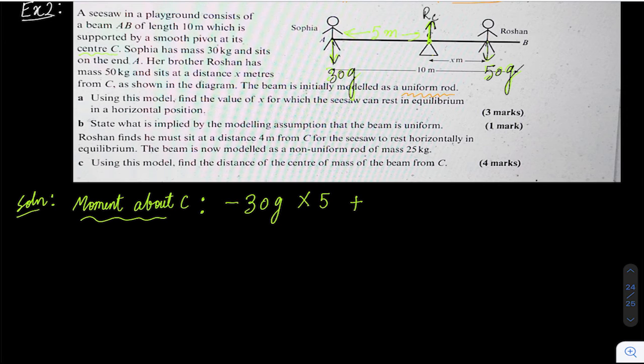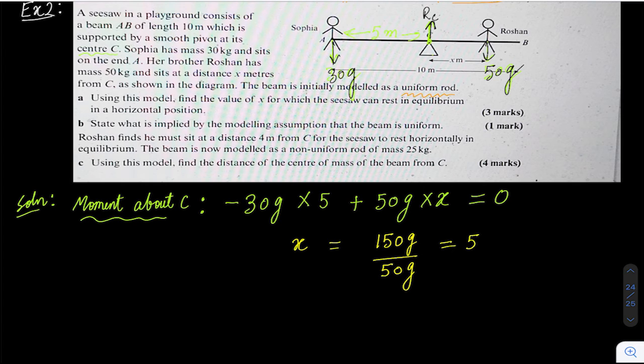plus 50g into this. So this will be clockwise. So plus 50g into x. So this should be 0. So from this, I am getting my x value as 150g divided by 50g, right? Which is nothing but 5. Sorry, which is nothing but 3. So 150 over 50 is 3. So x is 3 meters. So basically, initially Roshan is sitting at a distance of 3 meters from C.